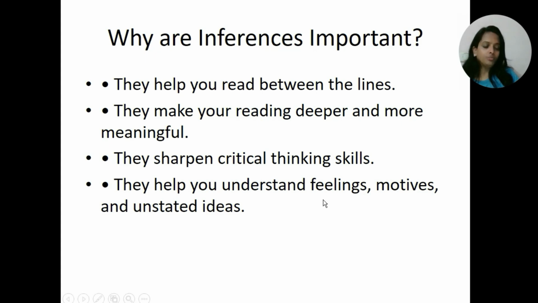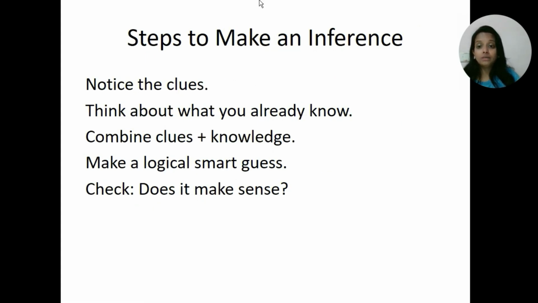Okay? Now, here is a simple four step method that works every time. I'll say the step, then we will do a quick example. Step one, notice the clues. Look for words, actions, pictures, or even silence. What details are visible? Step two, you have to use your background knowledge. What do you already know about people, places, feelings, or situations that connects with those clues? And step three, put clues plus knowledge together. You have to make a reasonable and logical prediction.